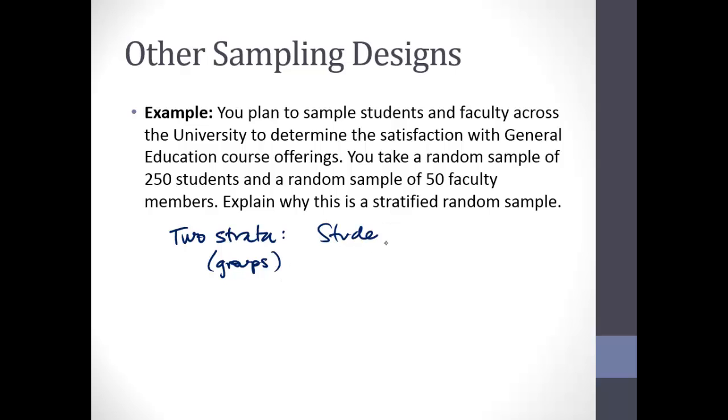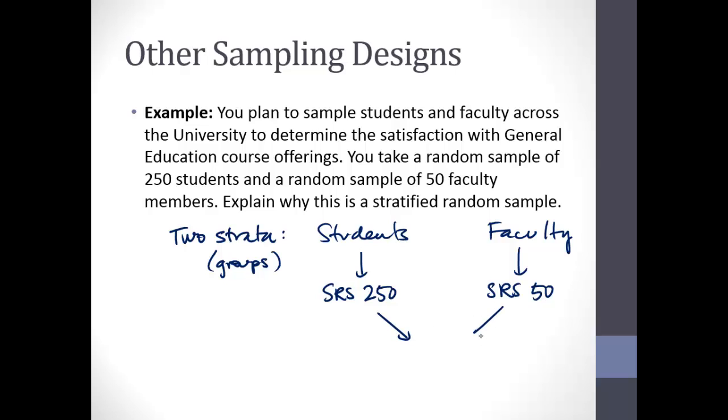And these are my students and faculty. And again, I can separate people into these groups, take a simple random sample of 250 students and a simple random sample of 50 faculty members, and then put those together, and I'll have a stratified random sample of 300 people. So that's what I mean by a stratified random sample.